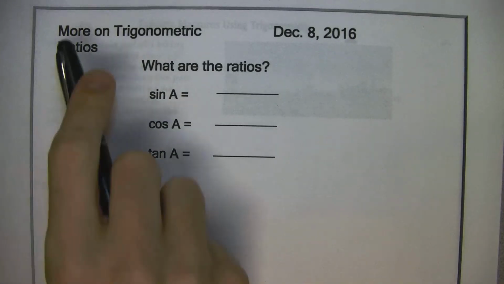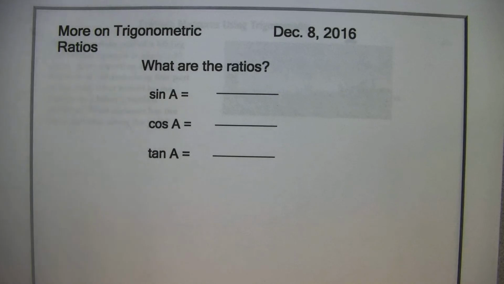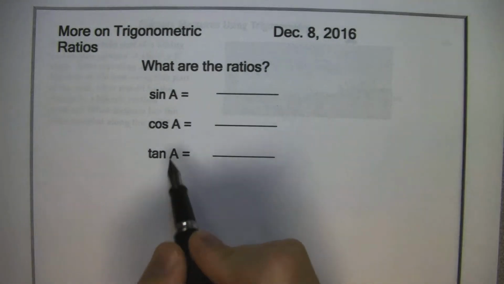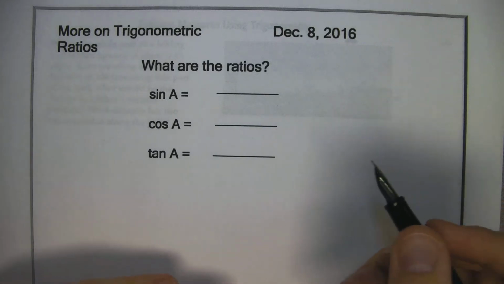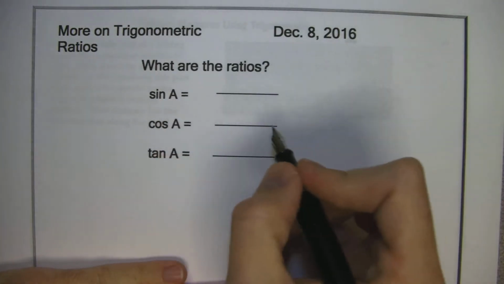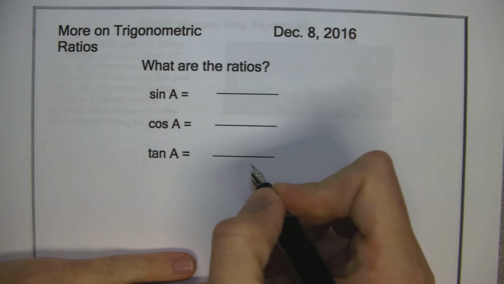Okay, in this video we're going to do a little bit more with our trigonometric ratios. So real quick, let's see if you remember what the ratios are for sine, cosine, and tangent of an angle. I'll give you a moment to see what you can do there. If you want to pause it and write them in, you can. Remember, we learned the mnemonic device SOH CAH TOA.